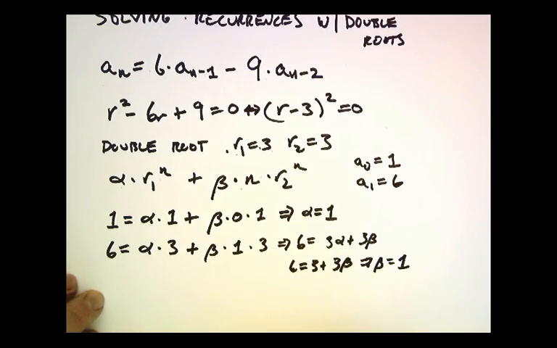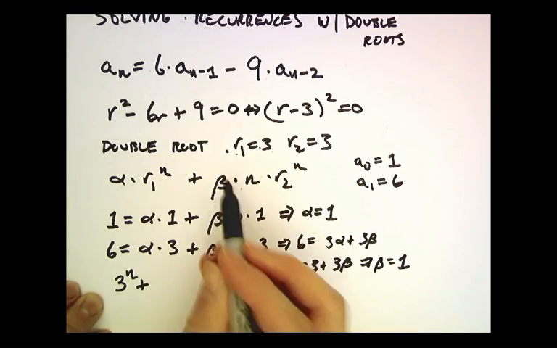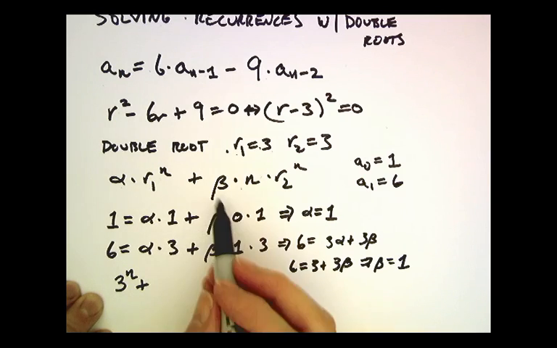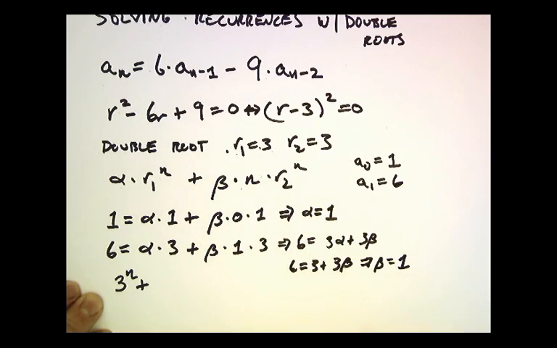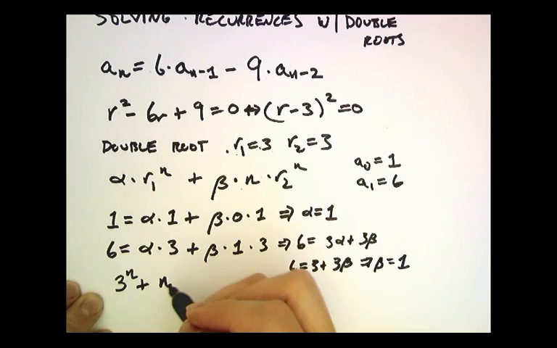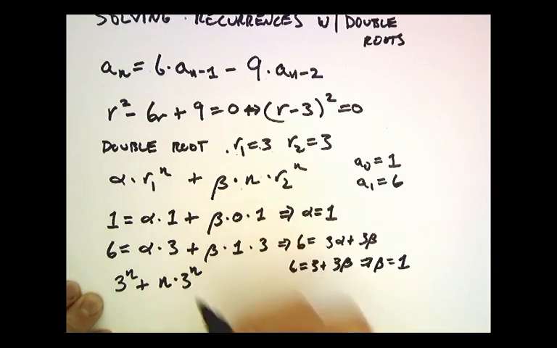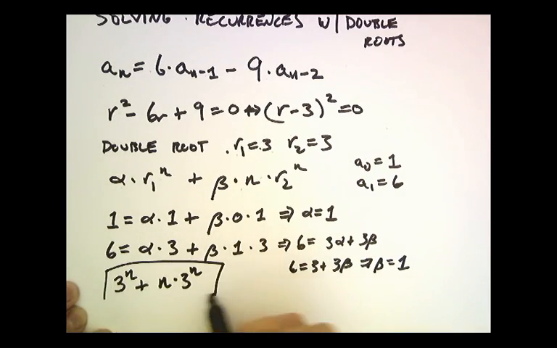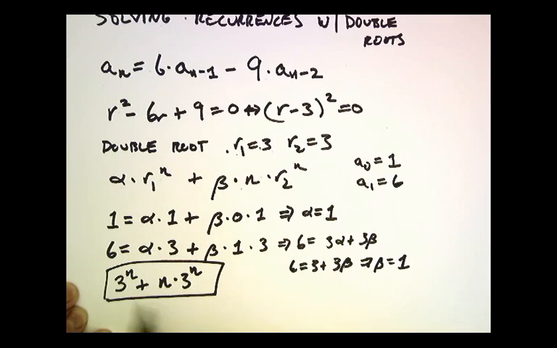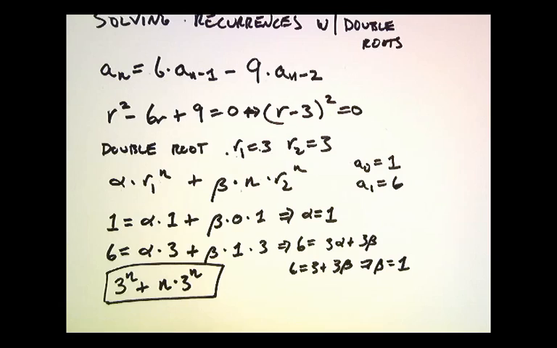So our final closed form, with alpha and beta equal to 1, is alpha times 3 to the n plus beta, which is 1, times n, so n times 3 to the n. So this is our closed form for our recurrence: 3 to the n plus n times 3 to the n.